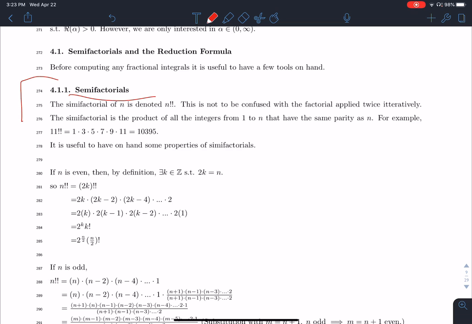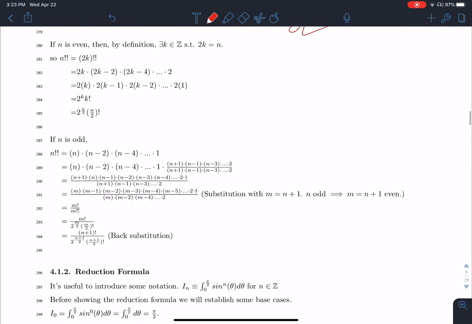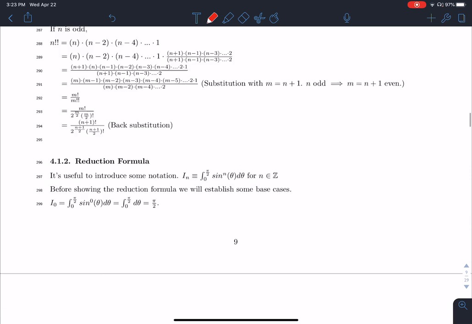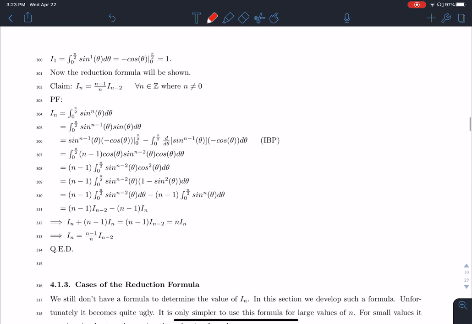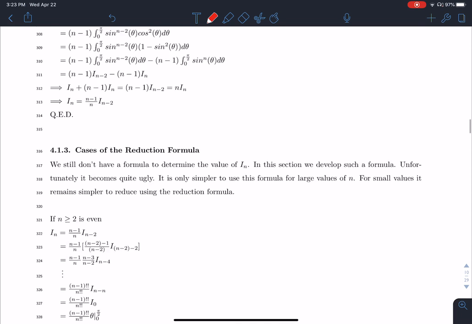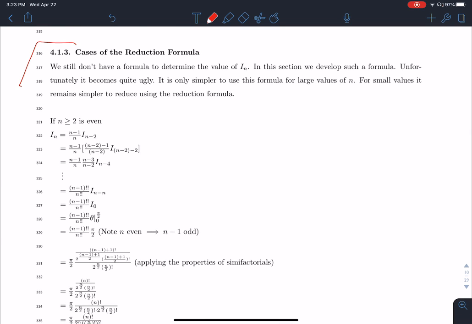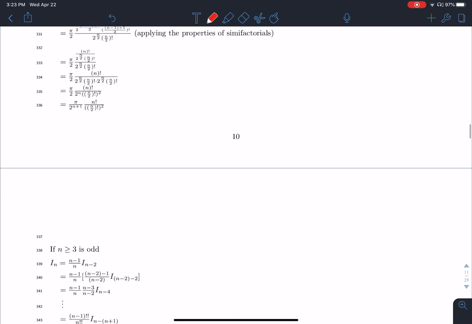Okay, here are some tools that we're going to use to calculate these. These are semi-factorials, but we won't worry about that too much for the presentation. If you want to pause it and look through it, go for it. But we'll keep to easy ones, so these tools won't be necessary. Here's the reduction formula. Again, useful, but we're not going to worry about it too much for this presentation. We'll stick to easy integrals. And here's combinations of semi-factorials and the reduction formula.